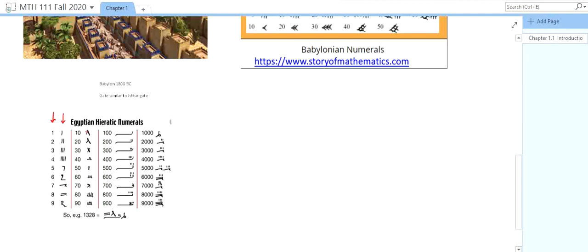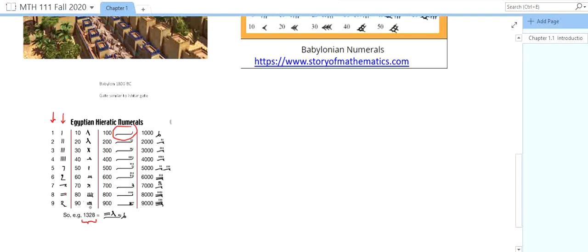they would place this in front. And when they got to 20, they'd place this. And after 99, when they got to 100, they would have a symbol that looked like this placed in the front. So you see a number here, the number 1,328 represented. Well, you would have an 8. So they're actually writing this in the reverse direction from what we would write. So they'd have an 8, which is 2 lines.